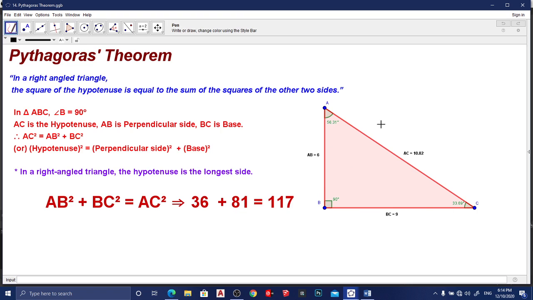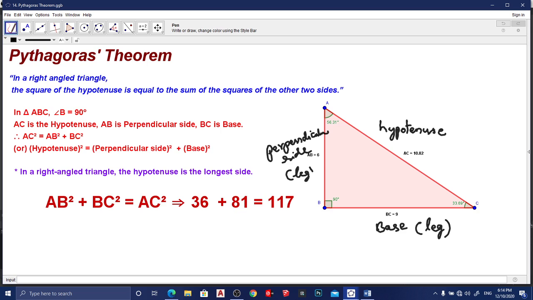So this is the hypotenuse, this is the perpendicular side, and this side is called the base. These are the names of the sides of any right angle triangle, and the base and perpendicular sides are also called the legs. This is one leg and this is another leg. So this is the right angle triangle ABC.